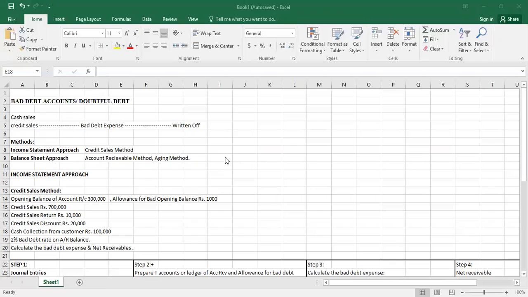The first one is to pass journal entries. The second one is to prepare the accounts. The third one is to calculate the bad debt. And the last one is to calculate the net receivable because it is a requirement of our question.